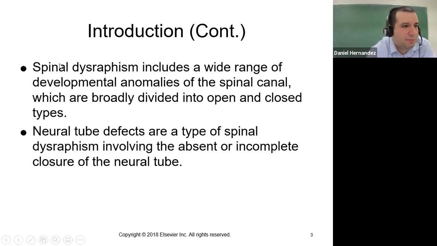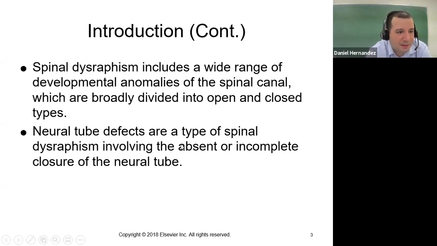Spinal dysraphism includes a wide range of developmental anomalies of the spinal canal, which are broadly divided into two categories, open and closed types. Closed dysraphisms are any spinal abnormality that has a skin covering, whereas in open dysraphism there's just a thin membrane and no skin covering over the anomaly. That's going to be like your myelomeningocele that we get into.